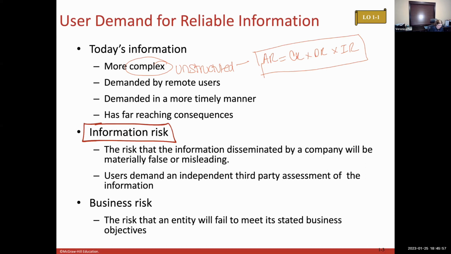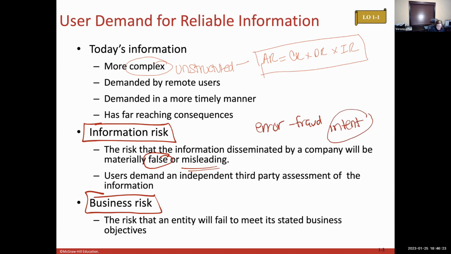Keep this in your notes: information risk and business risk. Those 2 will be on your exam, and you're basically going to have to identify what they are. Information risk is the risk of a company giving information that is, like we mentioned, false or misleading. The difference between error and fraud is intent. If it's just a simple mistake, it's error. If you're trying to steal, it's fraud. And business risk is basically, most organizations have a strategic plan, a vision, a mission, and goals, and the risk is that you're not going to meet them.